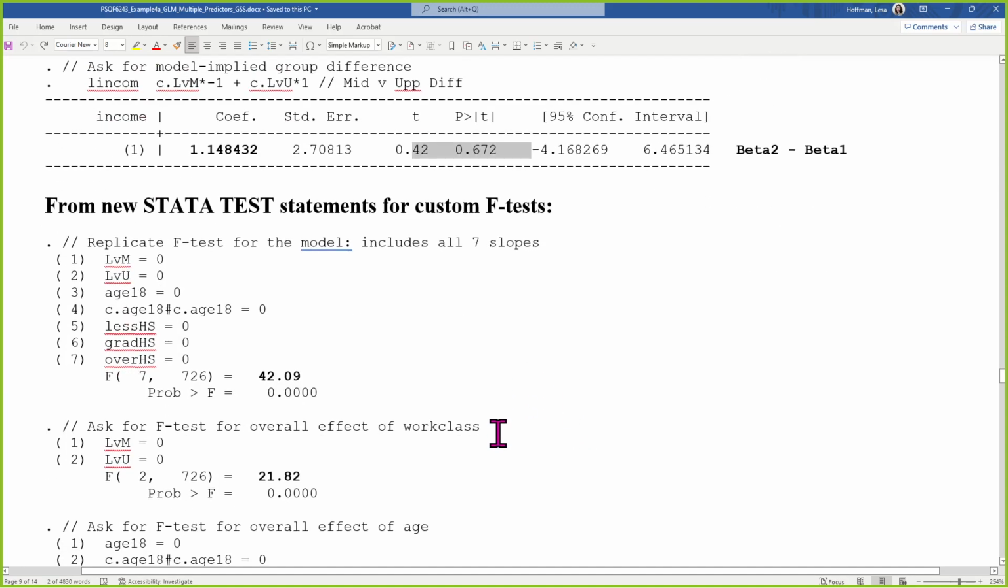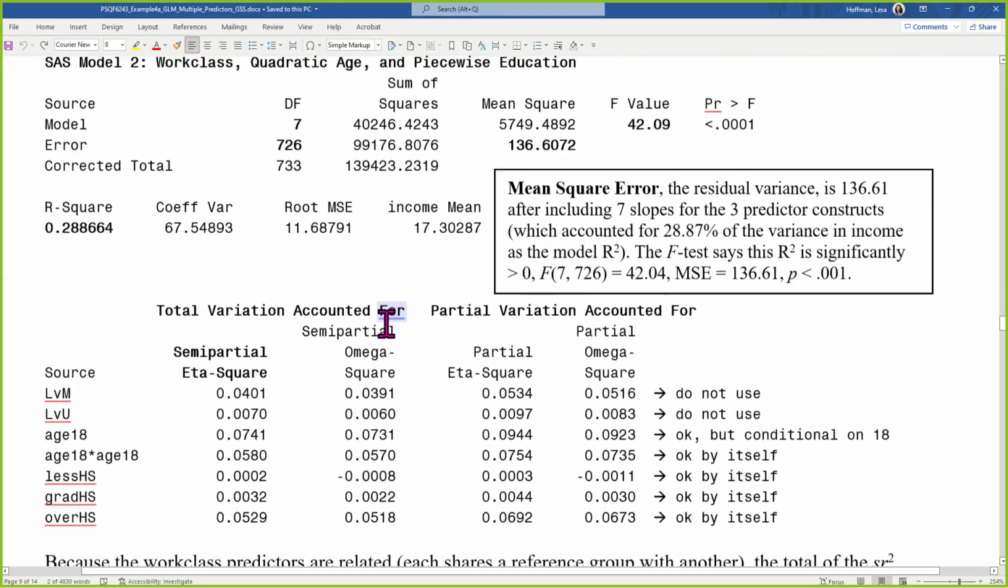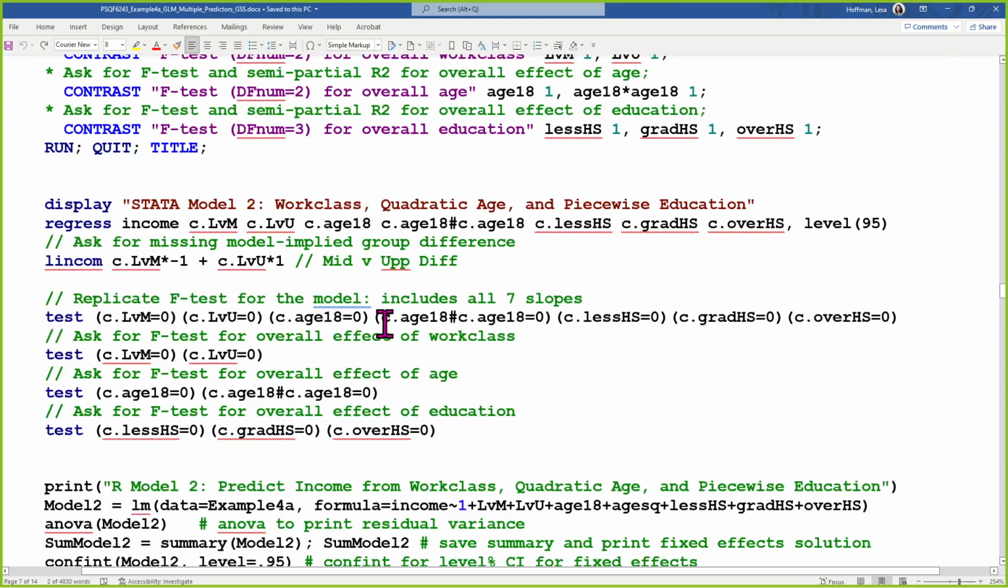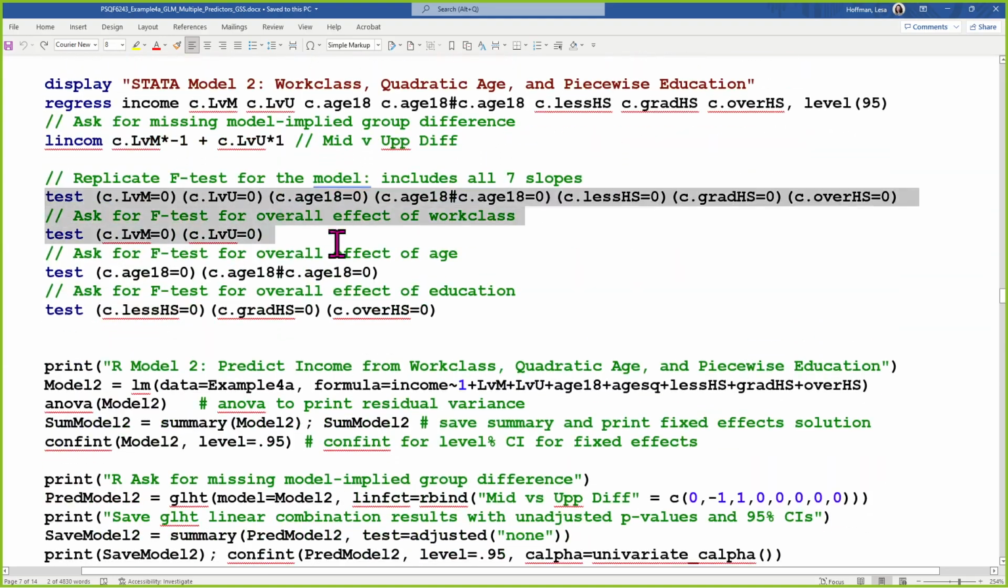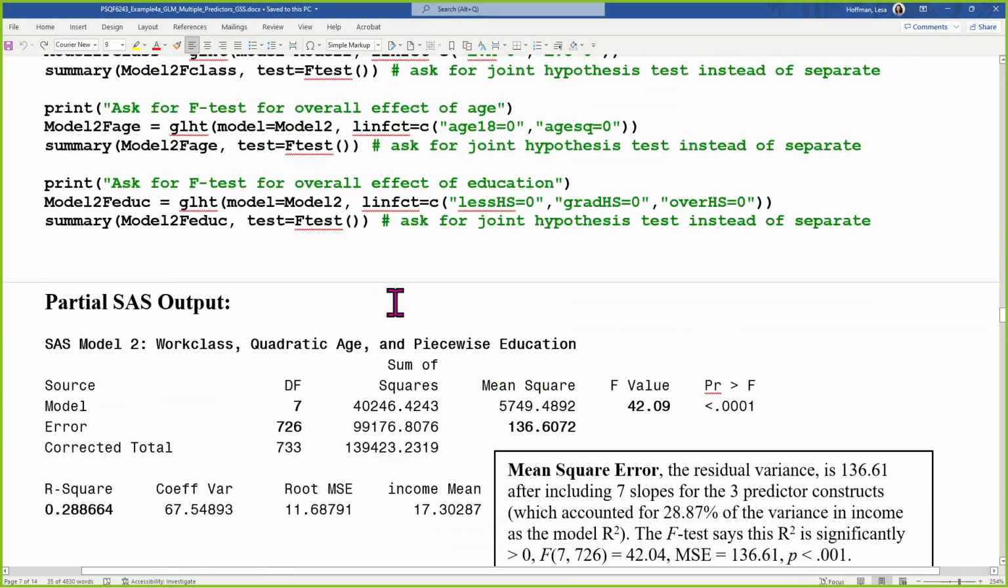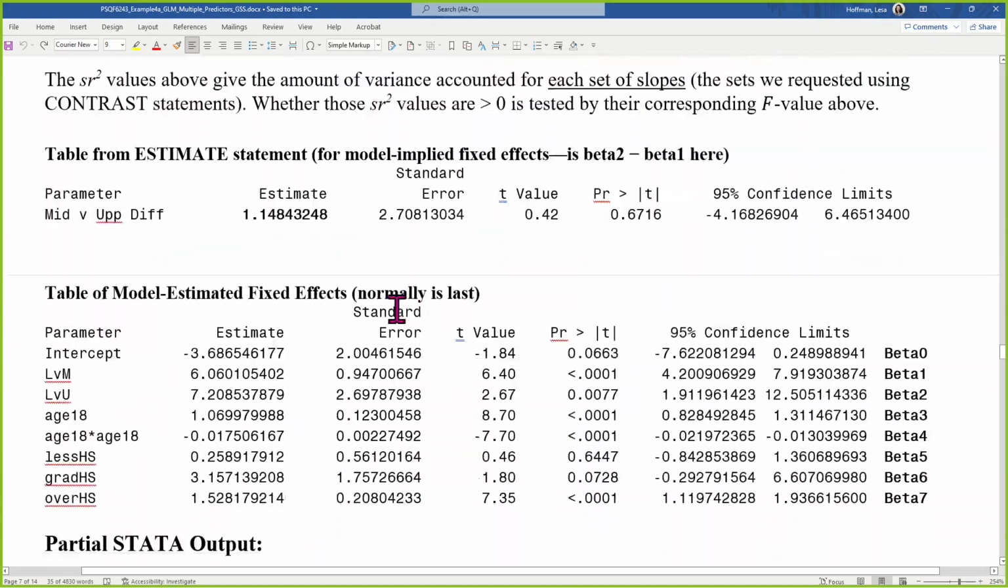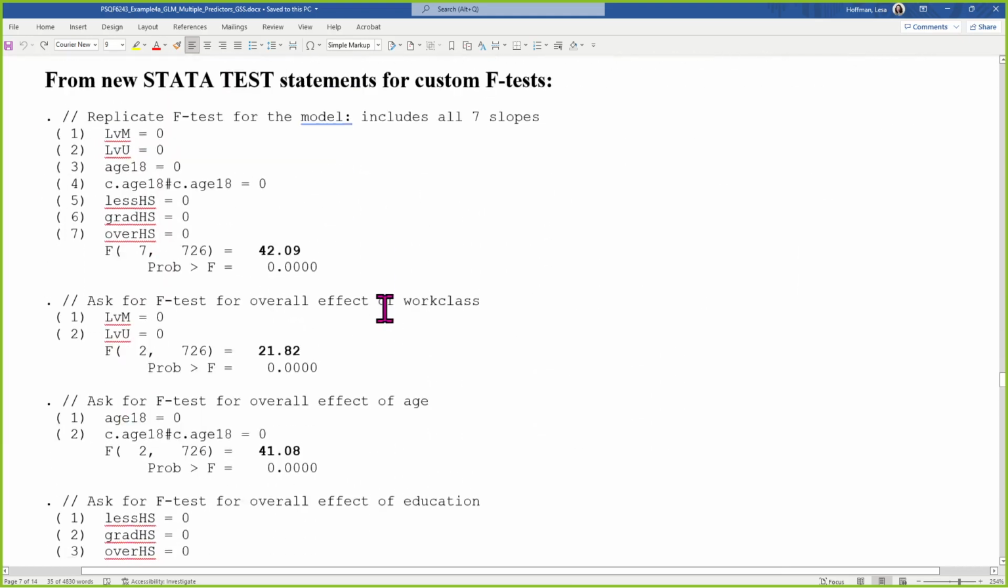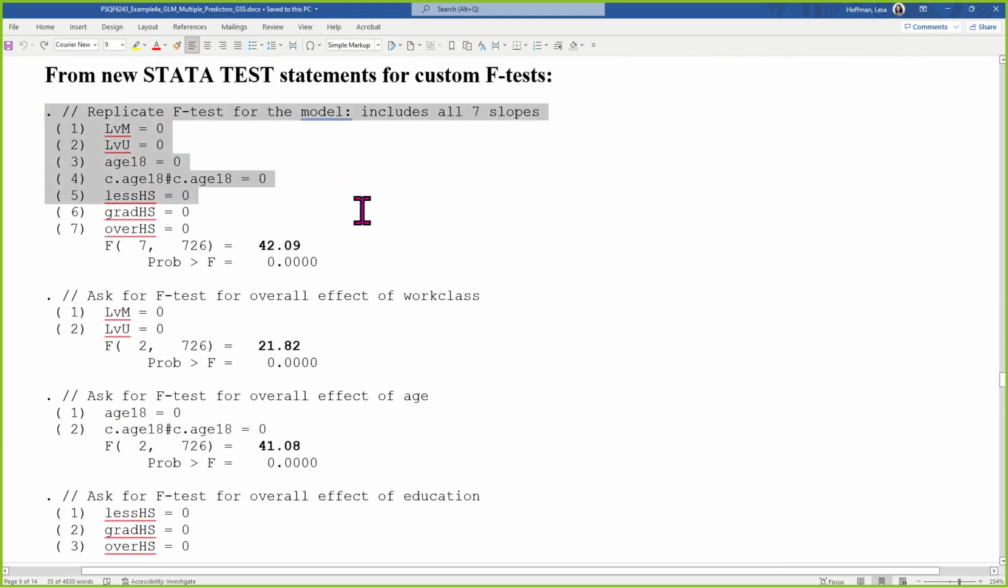So STATA folks, you have not seen this yet. So these are the results of the test statements. So these, scrolling back, these are how you lump slopes together to get a joint hypothesis test for their contribution to the model R square. So it tells you which ones, repeats what you told it basically, and then gives you an F for that.